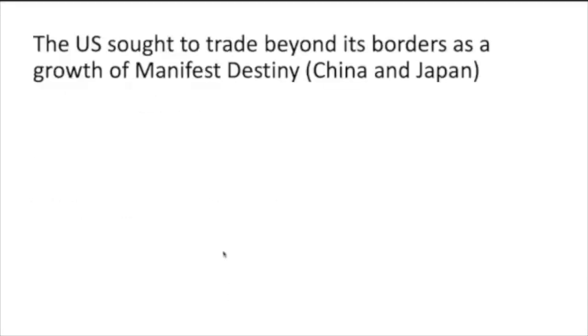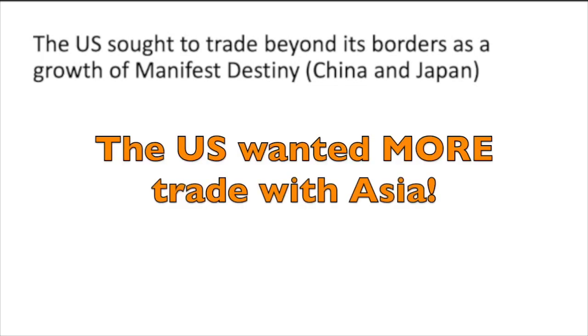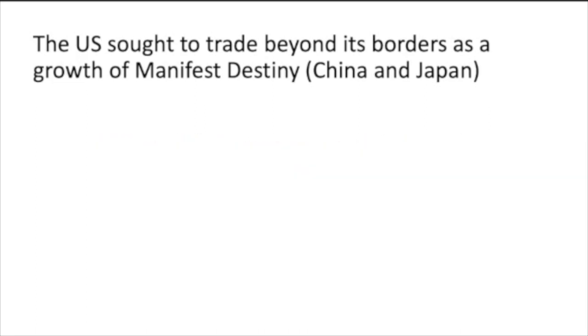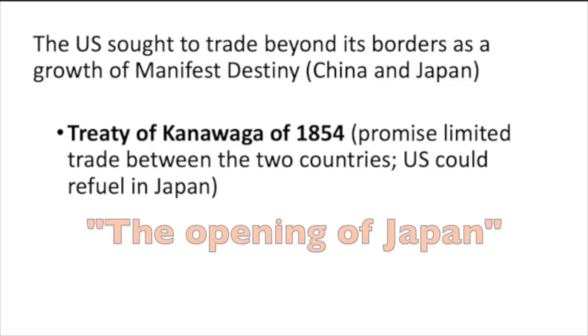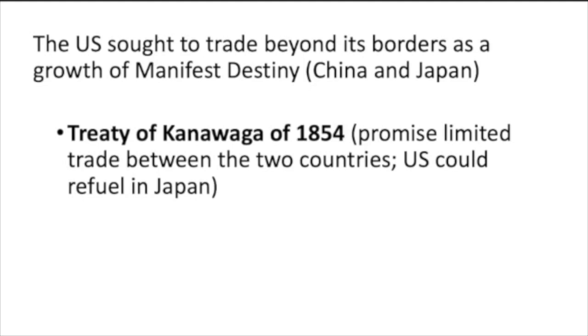Before we take a look at expansion into the western part of the continent, let's look at America's changing relationship with Asia. The U.S. sought to trade beyond its border as an extension of Manifest Destiny. The Treaty of Kanawha was an 1854 agreement between the United States and the government of Japan. In what became known as, quote, the opening of Japan, the two countries agreed to engage in limited trade.